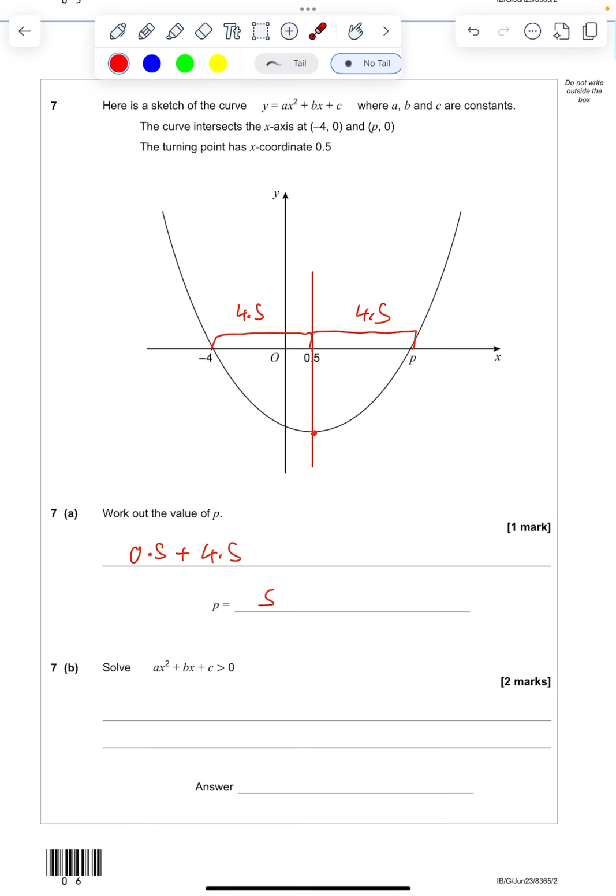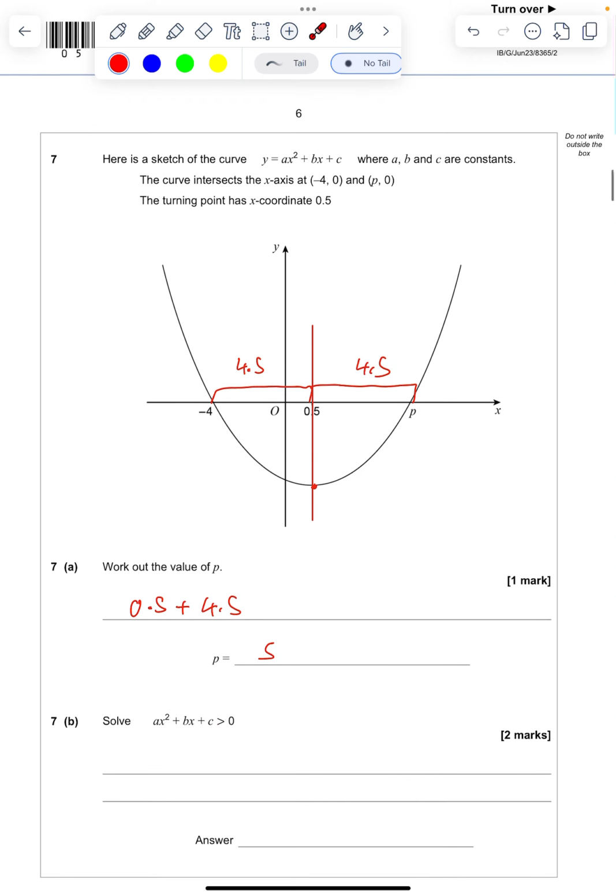And then you want to solve this here. So ax squared plus bx plus c must be greater than 0. Okay. Now, what am I thinking here to solve this? Oh, sorry, what am I doing? Right, being really silly here.